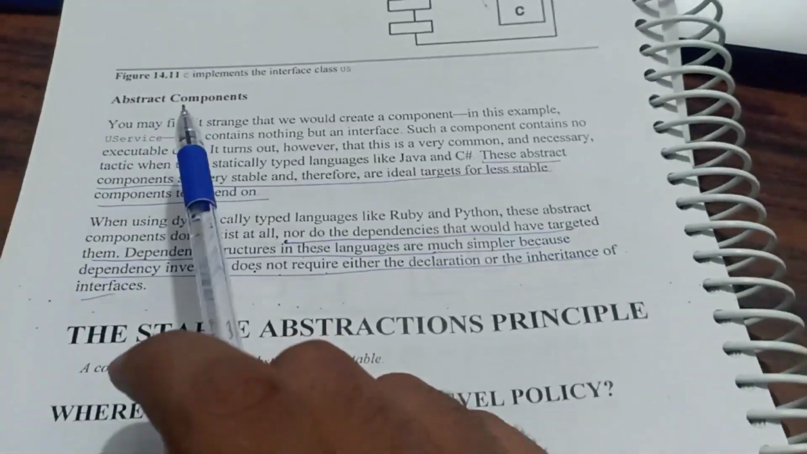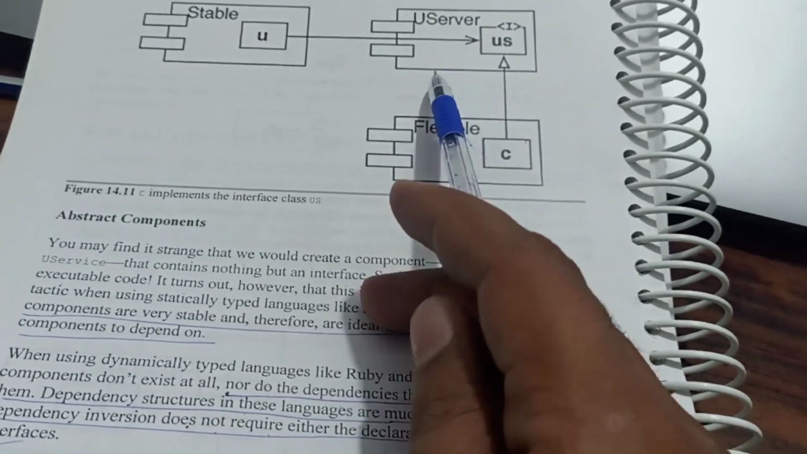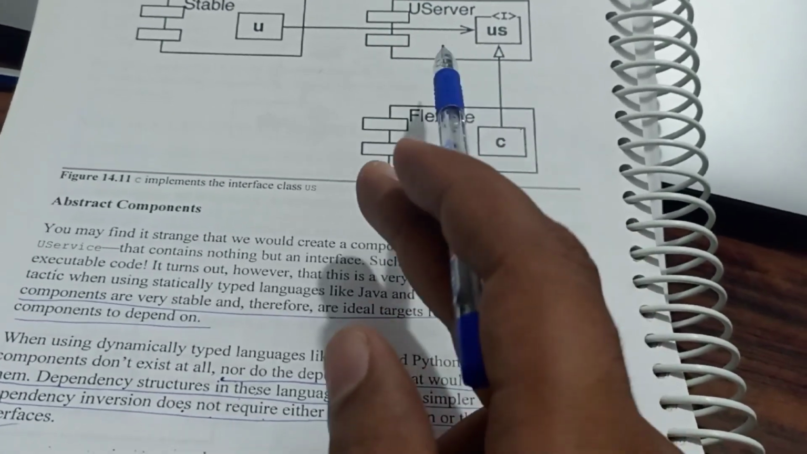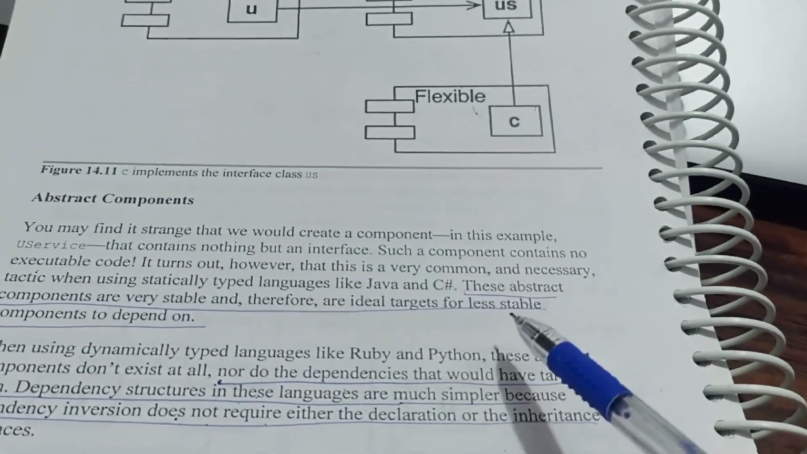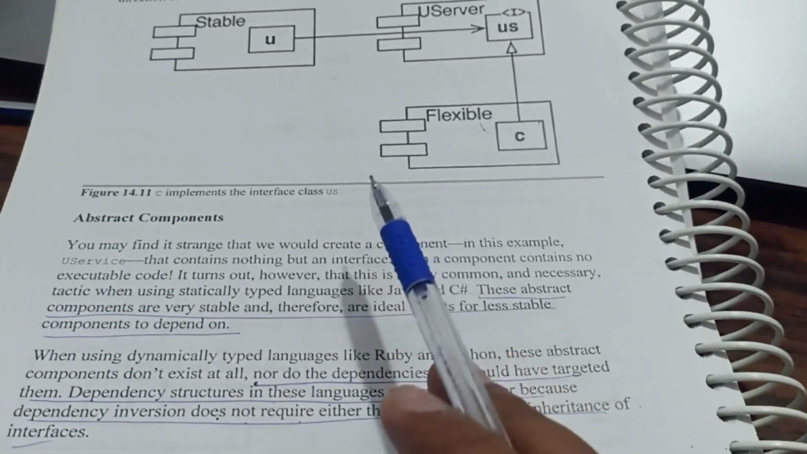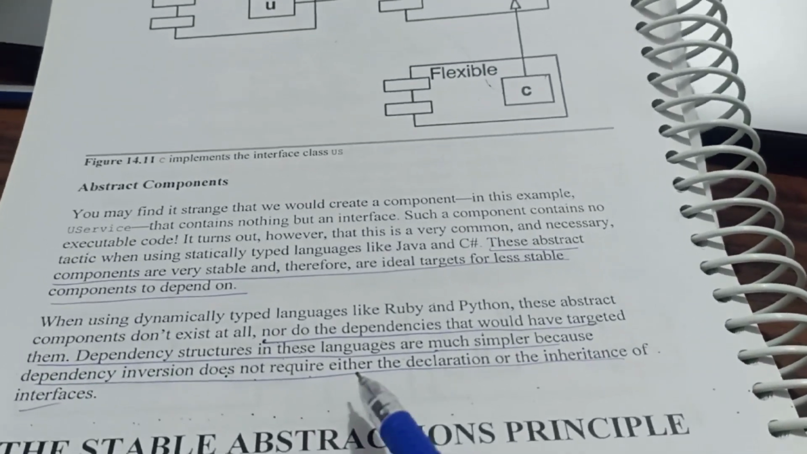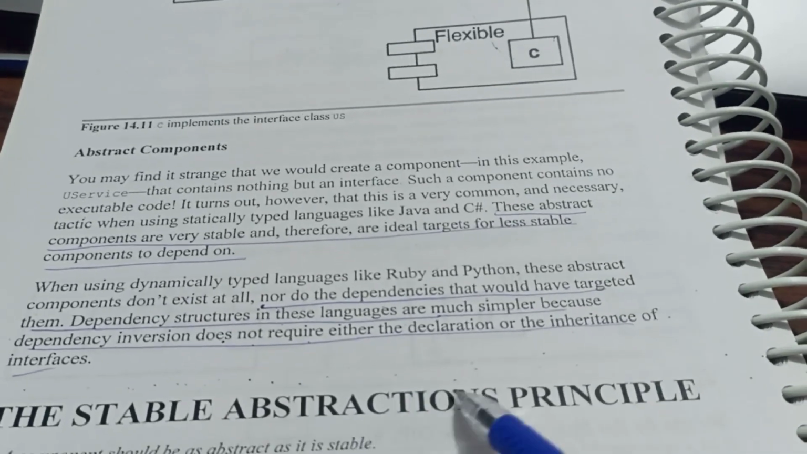Now the author also introduces a new component. We can call it an abstract component, because there is no implementation residing in it. Only the policy-level decisions, what methods you are going to implement or how the interface will look. These abstract components are very stable, and are therefore an ideal target for less stable components to depend upon. So if your component is less stable, it should depend on a very stable component, because it is very reluctant to change. And that's it for this principle, the stable dependency principle. Now we are going to talk about the stable abstraction principle.